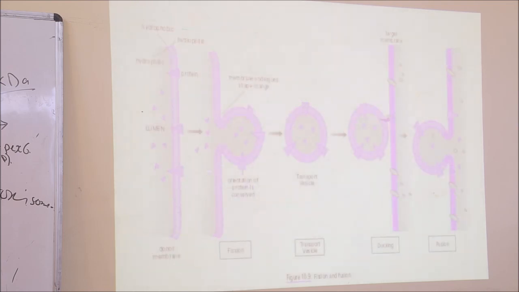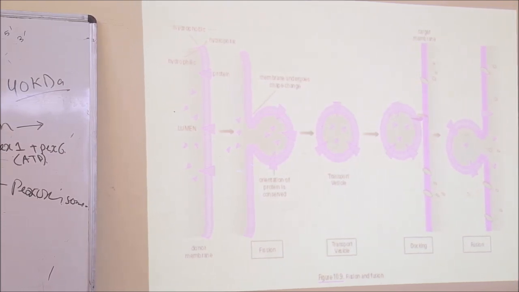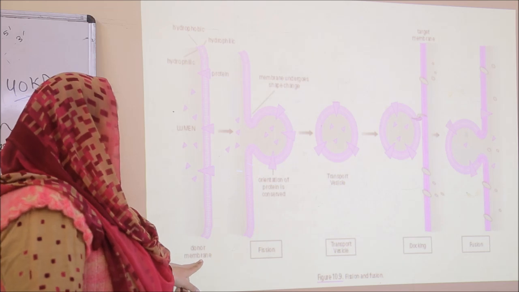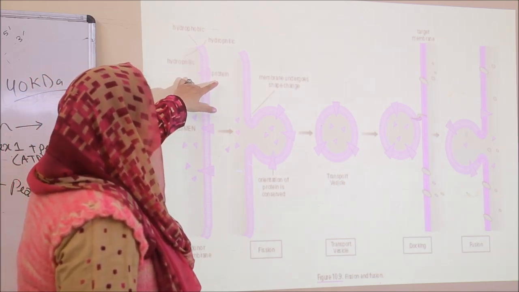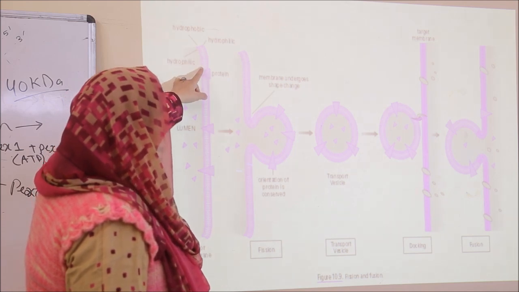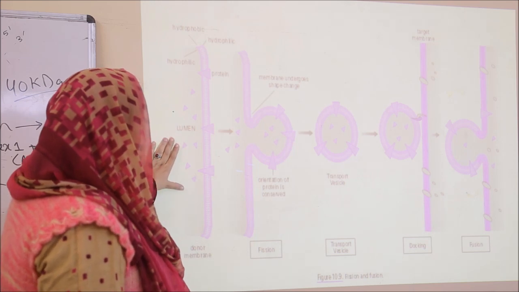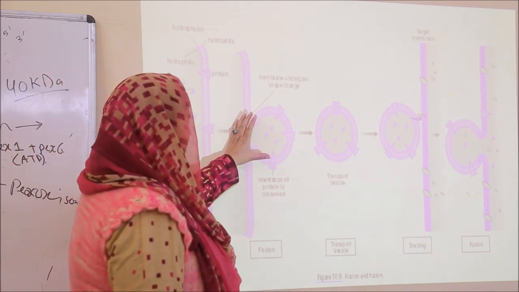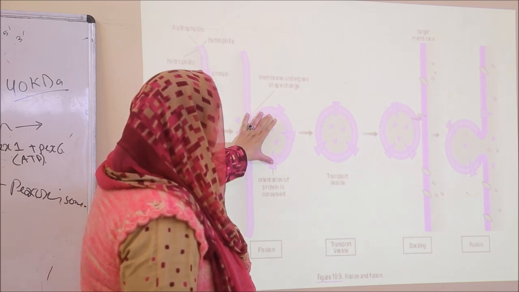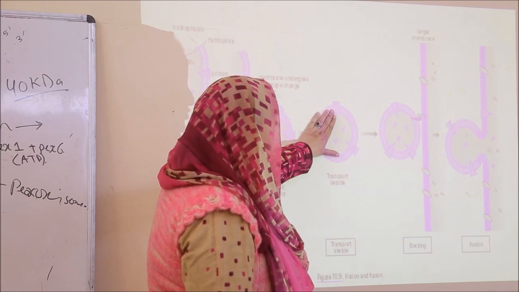This is another example of how this transportation takes place. This is our donor membrane. This is our lumen. Hydrophobic and hydrophilic ends are there. Hydrophobics are mostly towards the outer side. These are the transmembrane proteins. When the proteins present in the lumen get oriented in a protein bud-like structure, then this bud pinches off and makes a transport vesicle.